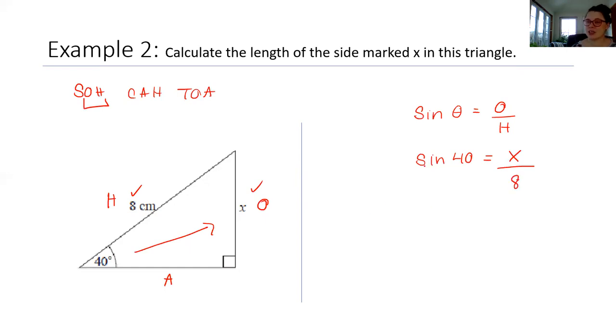Now we're into rearranging. That algebra we did last semester is going to come back a little bit. In order to get rid of the 8 on the bottom, we're going to multiply both sides by 8. They cancel out, and we have x is equal to 8 times the sine of 40. If you put that in your calculator correctly, and your calculator's in degree mode, you should get 5.14, or approximately 5 centimeters.